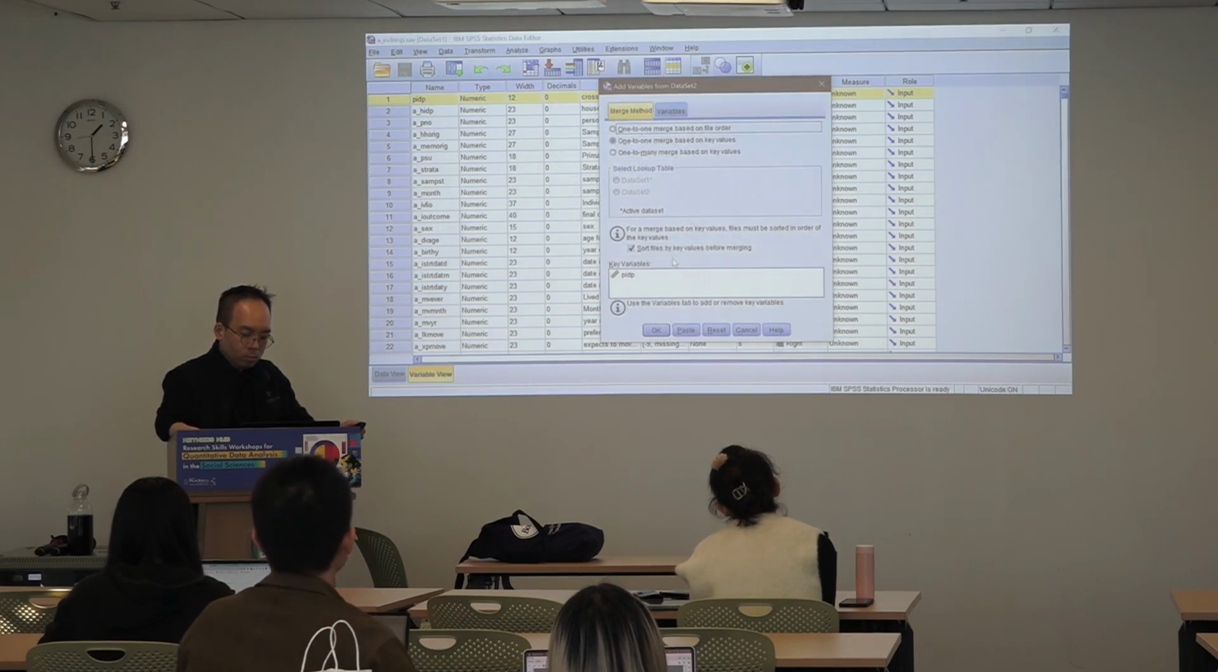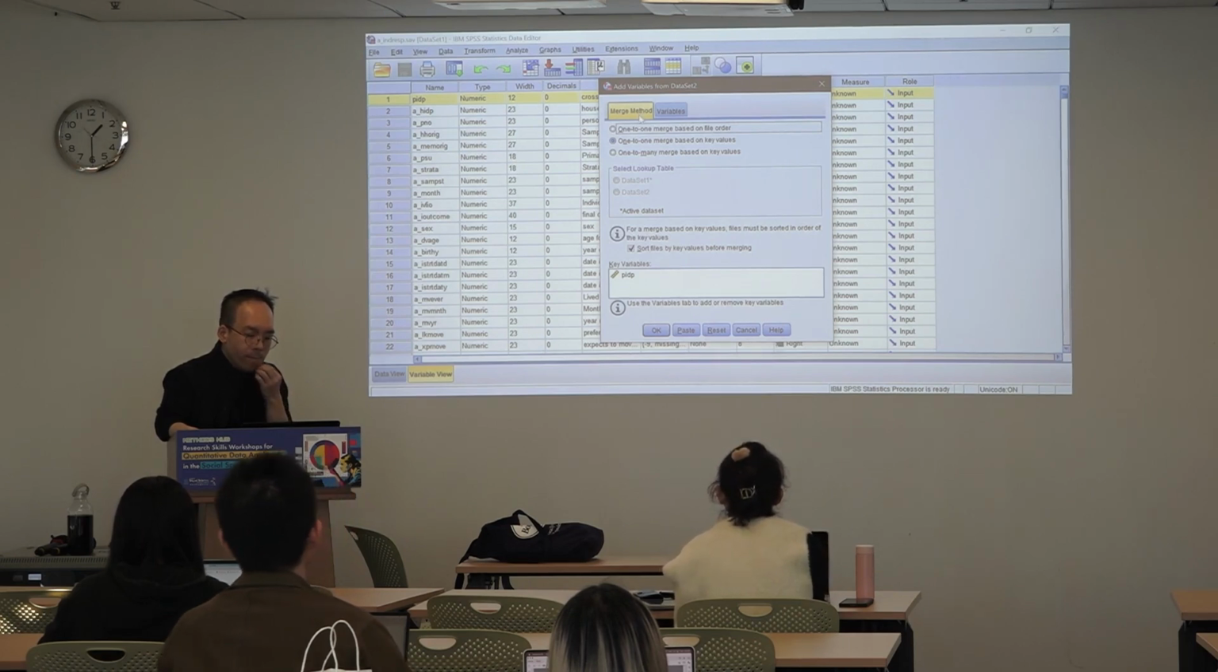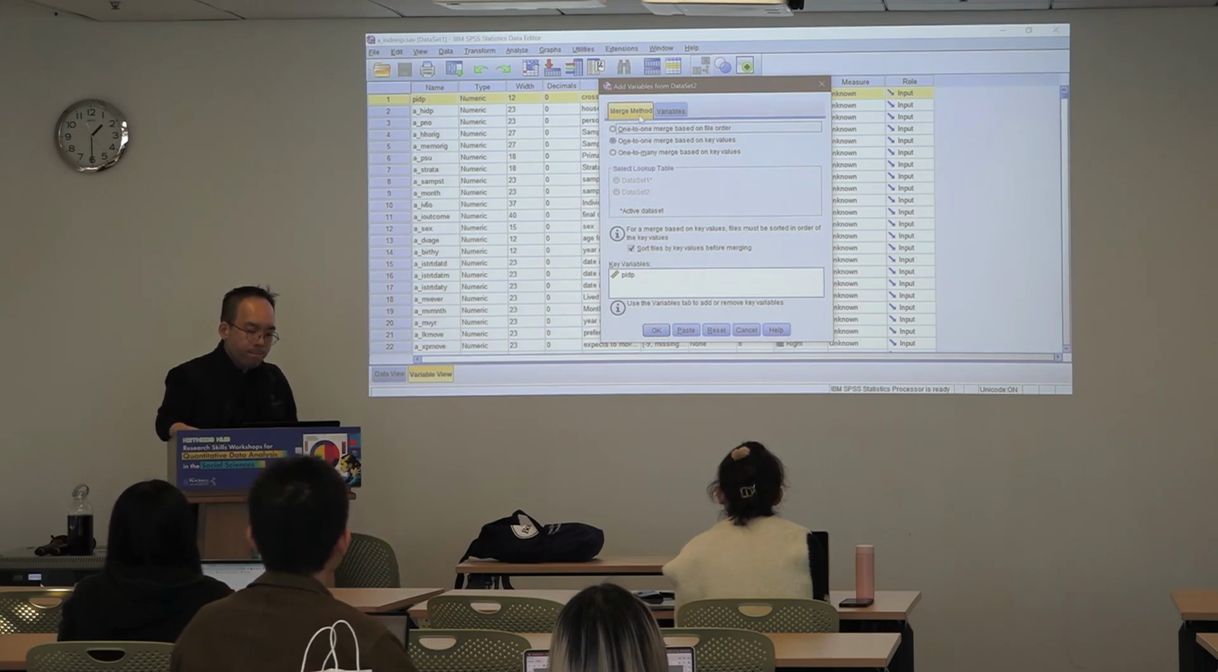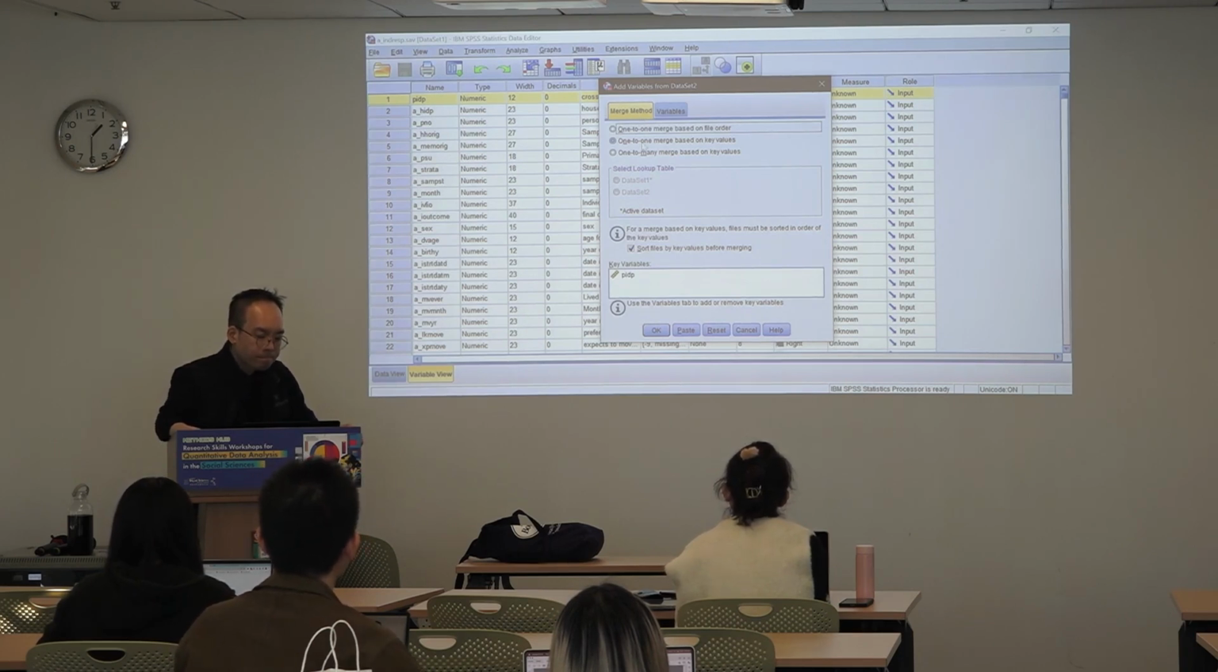This will open the Add Variables from Dataset 2 window. This window has two tabs. The first tab, Merge Methods, gives us three options to merge the data file: a one-to-one merge based on file order, a one-to-one merge based on key values, and a one-to-many merge based on key values. We're going to use the second option, a one-to-one merge based on key values, which SPSS has already selected. Underneath this, there are various options which relate to the other merge methods, although these aren't relevant to this merge, so we'll ignore them this time around.